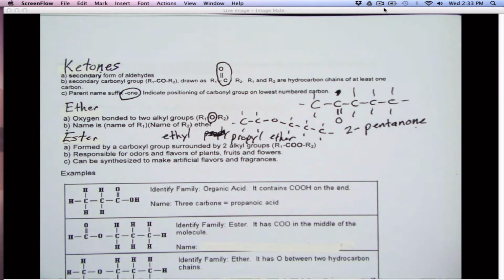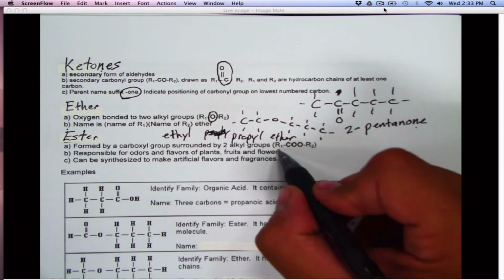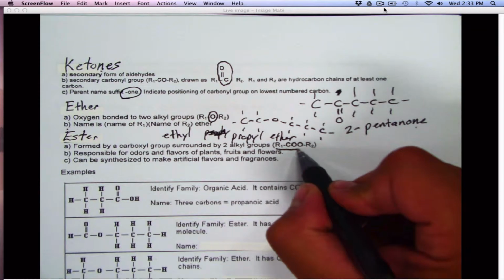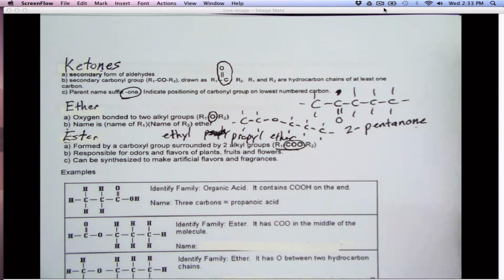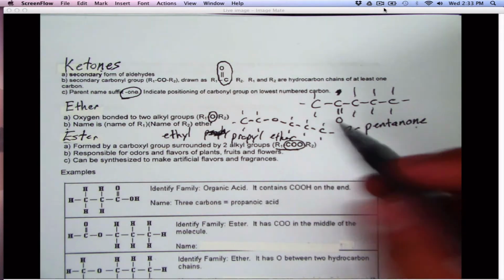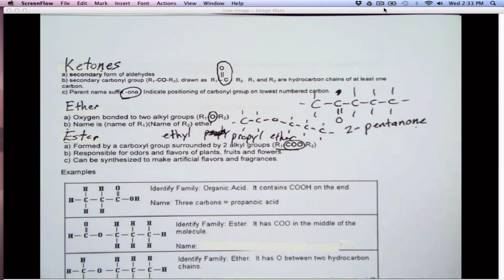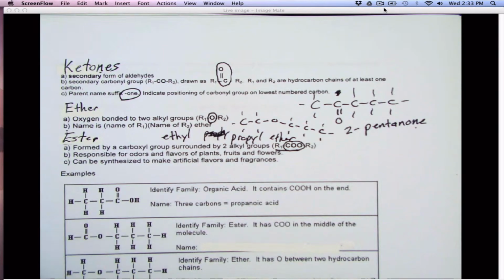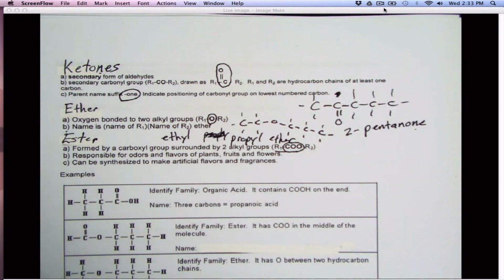Okay, esters basically have a sandwiched oxygen and a double bond. It's going to be written something like that, COO in between some carbons. These are going to be the nice, flavorful or smelly molecules, like jelly bellies. When they have those scents and those flavors, those are esters. So they can be synthesized to make artificial fragrances. A lot are responsible for how things smell.